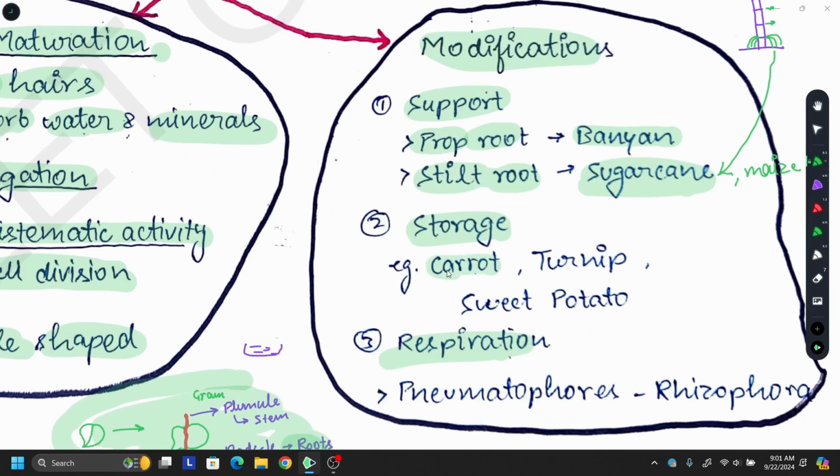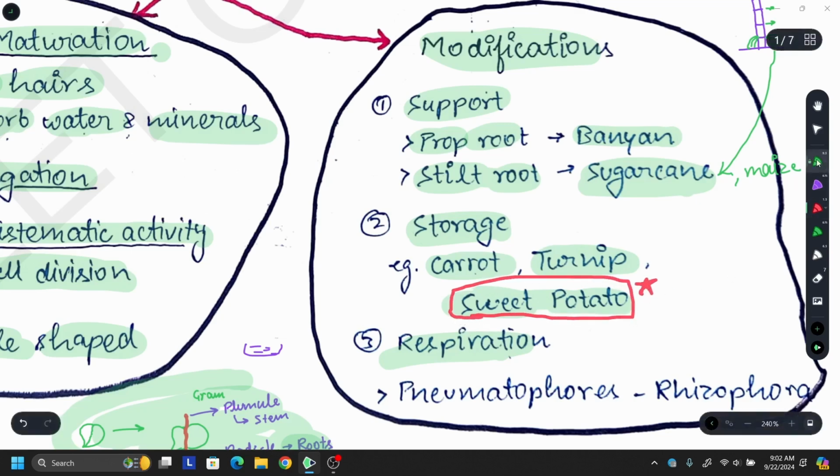And now coming to carrot and turnip. Carrot and turnip and sweet potato, these are roots which are used for storage. Sweet potato is kind of a root, you have to understand this. Sweet potato is an important example. It's commonly asked and it is very important. So you must understand and learn this, that carrot, turnip and sweet potato are used for storage.